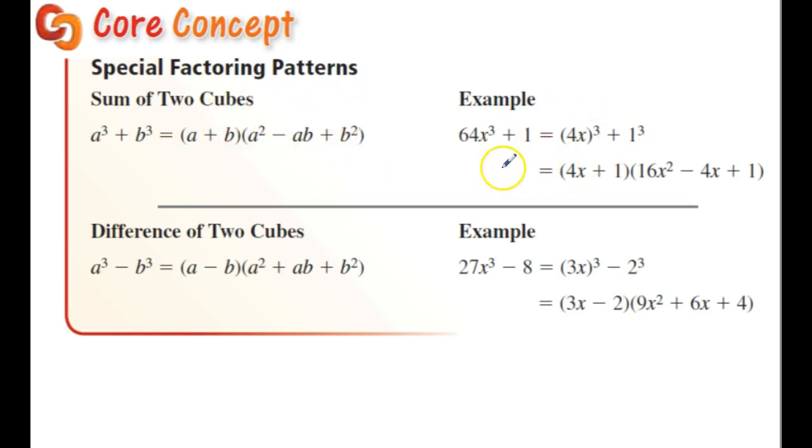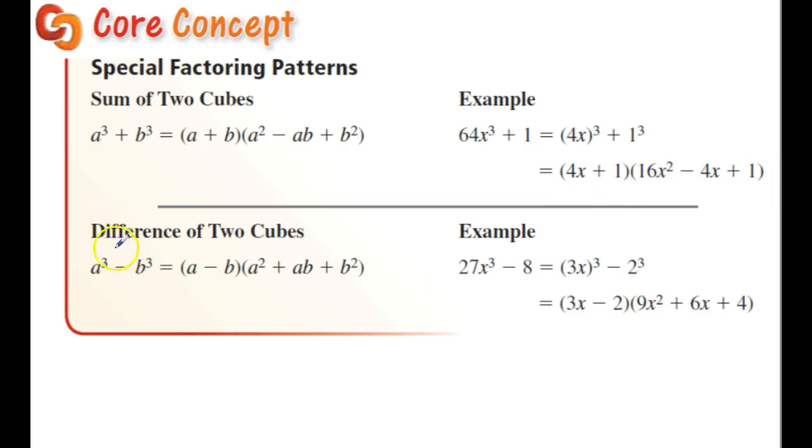So here's an example of this: 64x cubed plus 1. Well, I know that the cube root of 64x cubed is 4x, because 4x times 4x times 4x gives me 64x cubed. And I know the cube root of 1 is 1. So now I can replace the things that I know. So I end up with 4x plus 1 times the quantity 16x squared minus 4x plus 1.